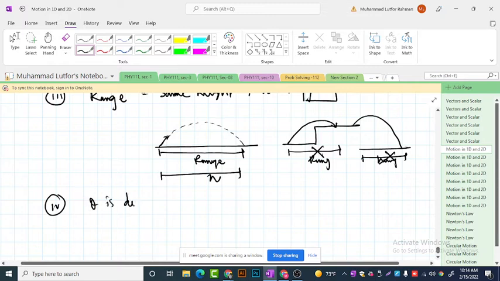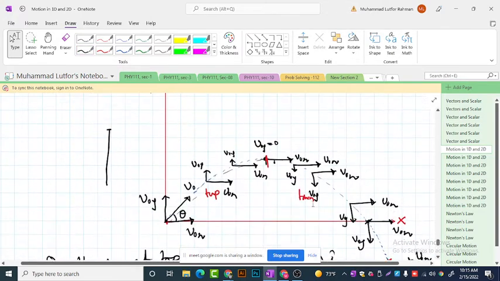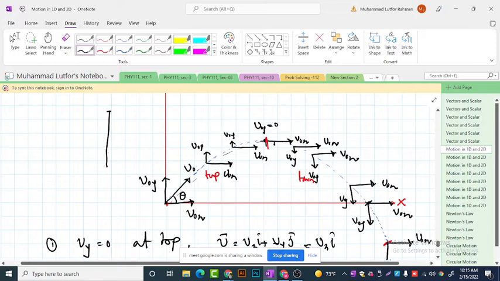Theta decreases as height increases, which means if you go in the upward direction, your theta will decrease. Why? Because that theta you are going to find out using the equation tan inverse Vy divided by Vx. Your Vx remains the same, your Vy is gradually decreasing, so that's why your theta will be decreasing.